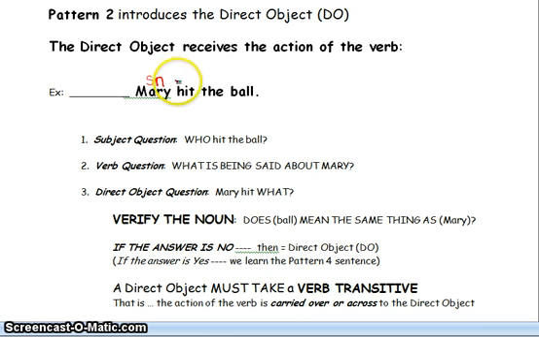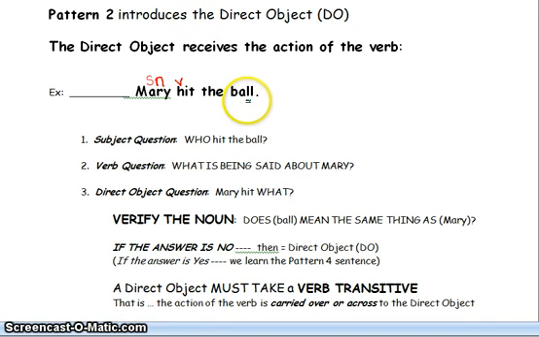Mary hit, verb. Now, if we have a direct object, the direct object question is always, always, always going to be the third question, no matter how many words there are in between the verb and the direct object. Always the third question. And the direct object question is the subject, noun, the verb, and then the question word what. So in this particular sentence, it's going to be Mary hit what? And the answer to that question is ball.